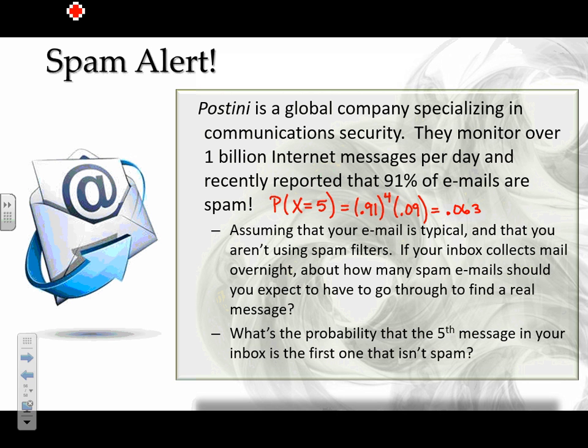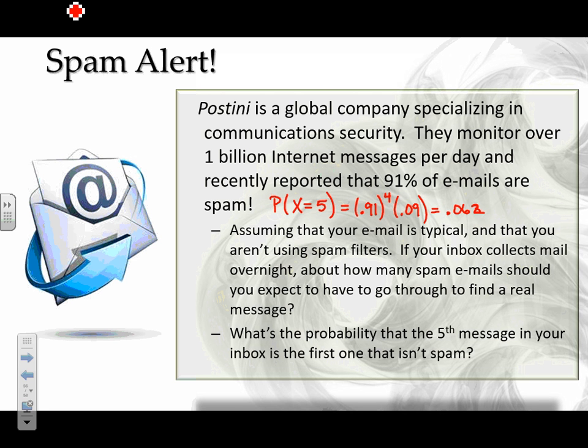Okay? So if we take 0.91 to the 4th times 0.09, about 0.063. It's actually 0.062. So there's about a 6% chance that the first message that's real is the 5th message we checked. Okay with that?